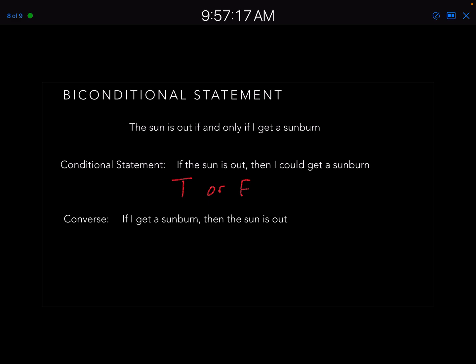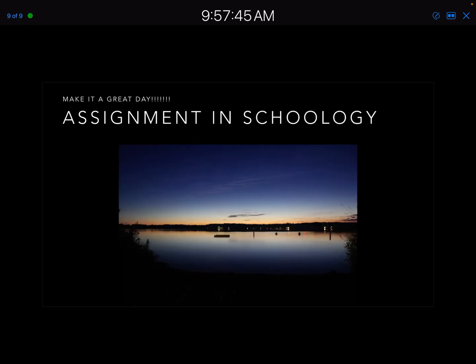The converse of it: if I get a sunburn, then the sun is out. If you've ever been in Florida or south of Florida or up in the mountains, the sun's not out, you still get a sunburn. Sun's behind clouds, the UV's so high, you still get a sunburn, even if the sun's not out. Okay, so that's actually a false statement. Since that's a false statement, is it a valid biconditional statement?